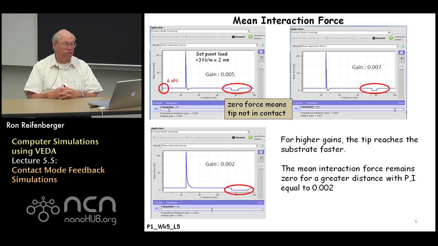And it's pretty clear that when the gain settings are 0.002, the long time it takes for the tip to parachute off this step-like feature is illustrated by this long region where the mean interaction force is equal to 0. So just an example of the types of plots you can get out of VEDA simulation.